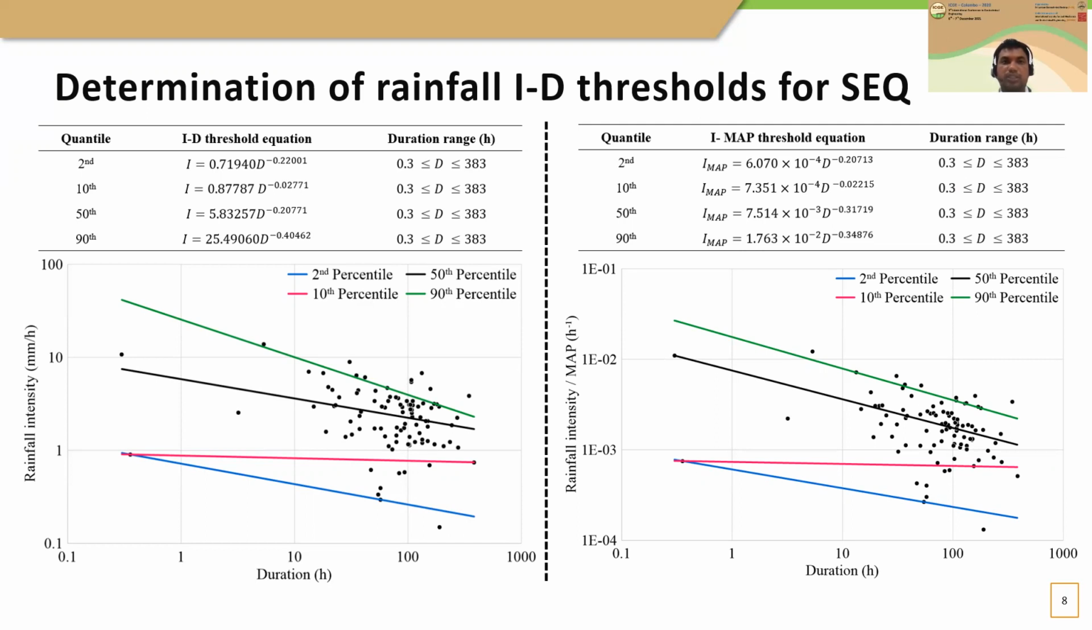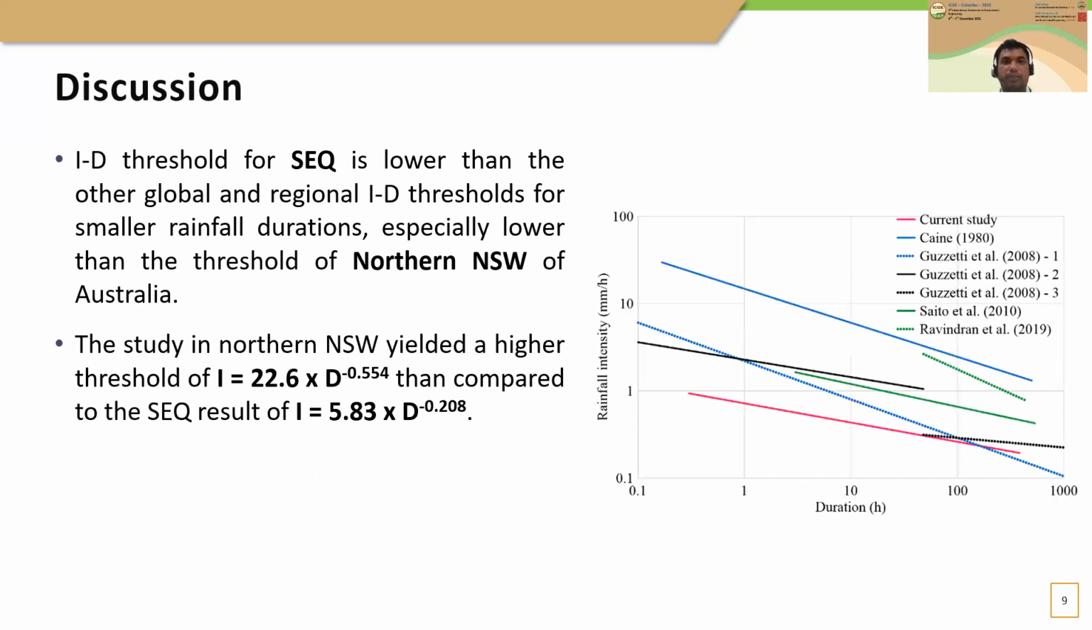So the developed SCQ threshold is lower than the other global and regional ID thresholds for smaller rainfall durations, especially lower than the threshold of northern New South Wales. The difference is more significant for shorter rainfall duration and decreases with increase in duration. This is primarily due to the larger data set used for the study, which includes both small and large scale rainfall induced landslides. Initially, it was anticipated that the SCQ threshold for the current study would be similar to the northern New South Wales study due to the close proximity of the regions.